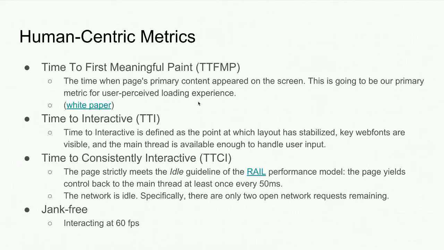Jank-free is another human-centric metric. It is related more towards user interaction. So, for example, when you're scrolling, it isn't lagging, or when there are animations, they are smooth. And the key would be to always have everything at 60 frames per second.